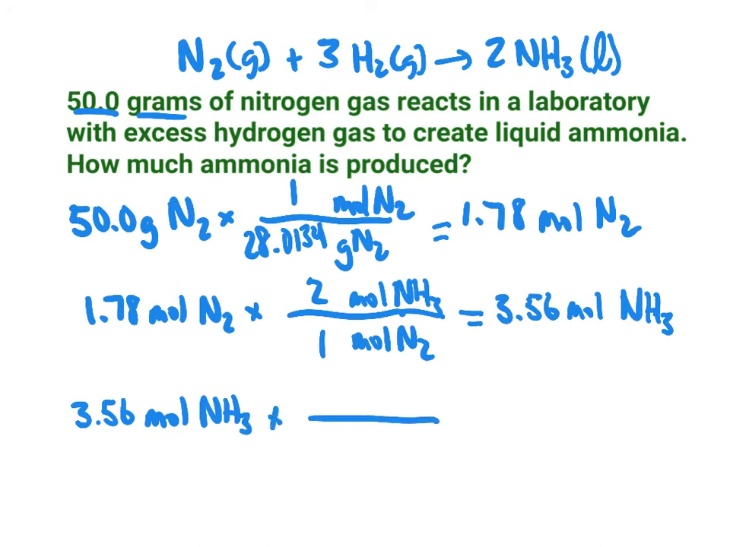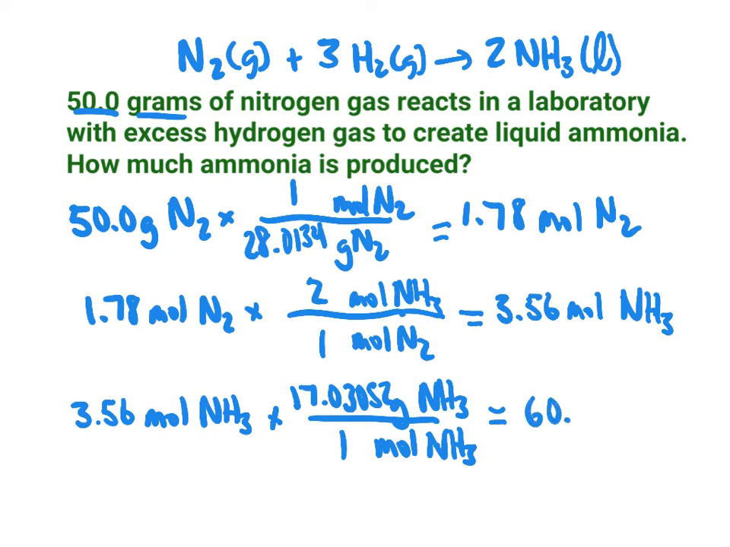And finally, my very last step is to go from 3.56 moles of ammonia and turn moles of ammonia back into grams of ammonia. Notice how my fraction is the opposite of the top one. For every 1 mole of ammonia, I get 17.03052 grams. And when I multiply that by 3.56, I get a final answer of 60.6 grams of ammonia.